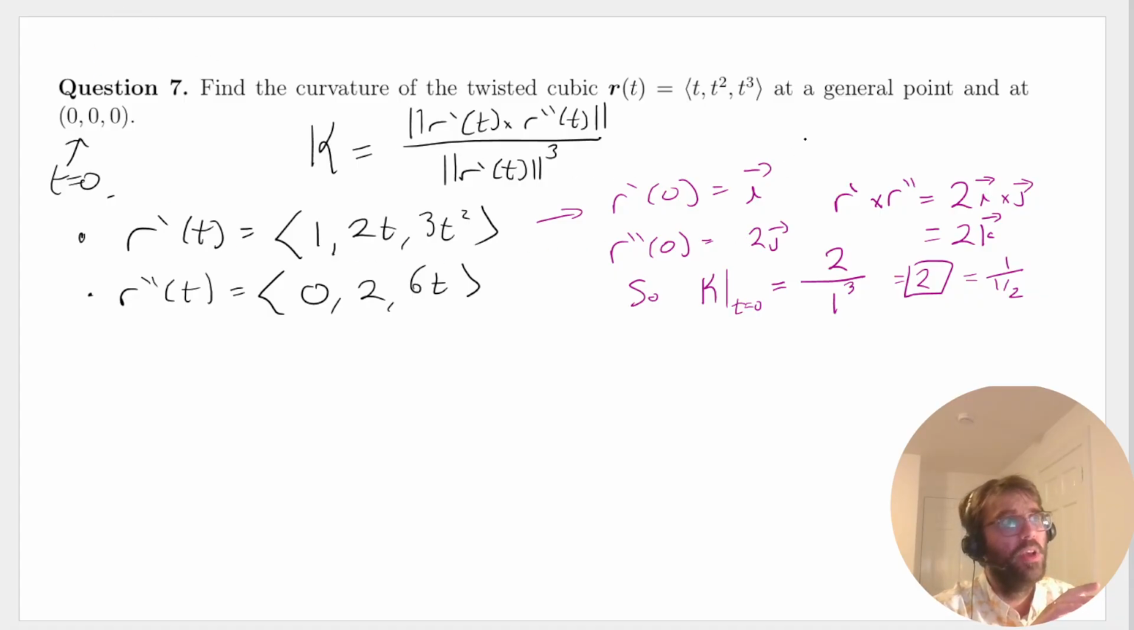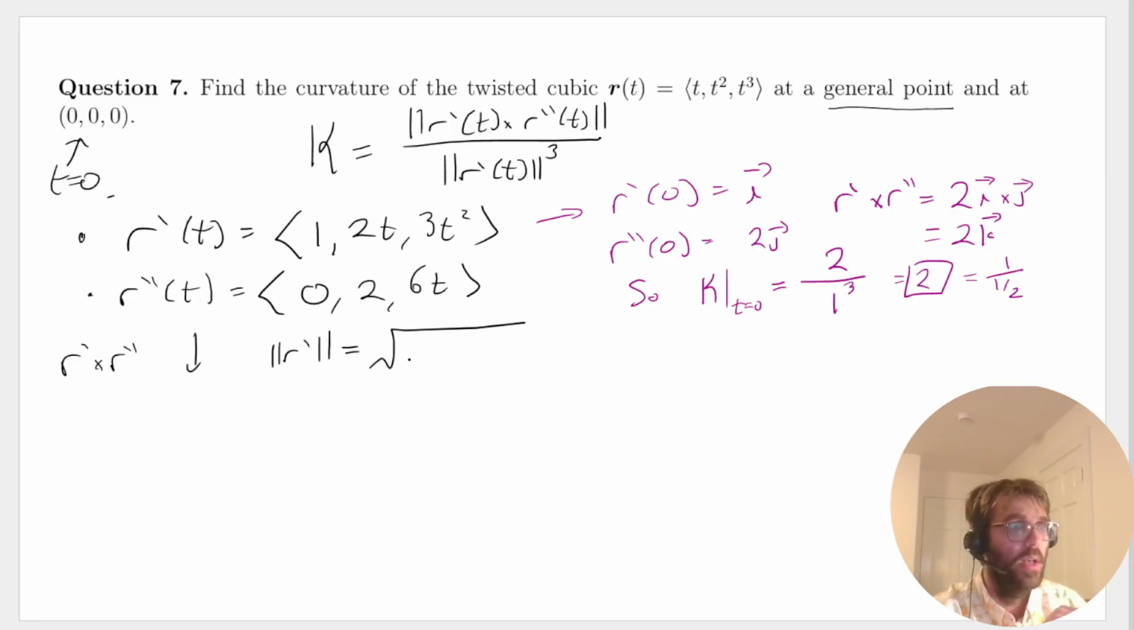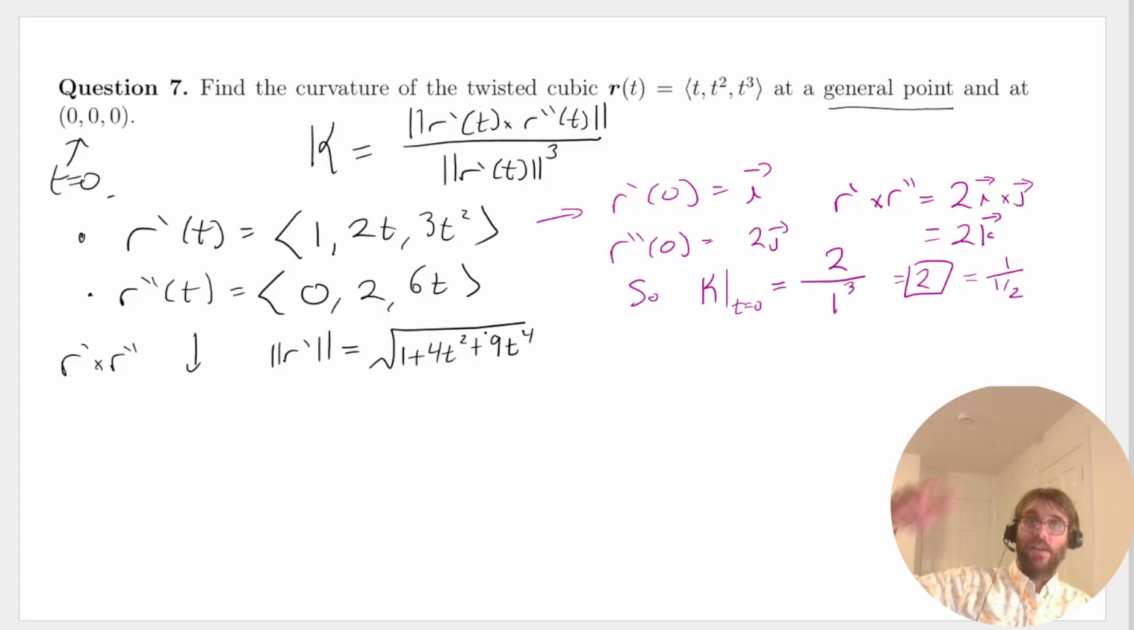Now, because we also want it at a general point, which means we need it for a general time, we actually need to do this more general computation. I need to find r prime cross r double prime. I also need to find the length of r prime. That's the easier one to do. Square root of 1 plus 4t squared plus 9t to the fourth. If we were going to go find the arc length parameterization, you would then get to integrate this square root. Have fun. I'll do it my way here.